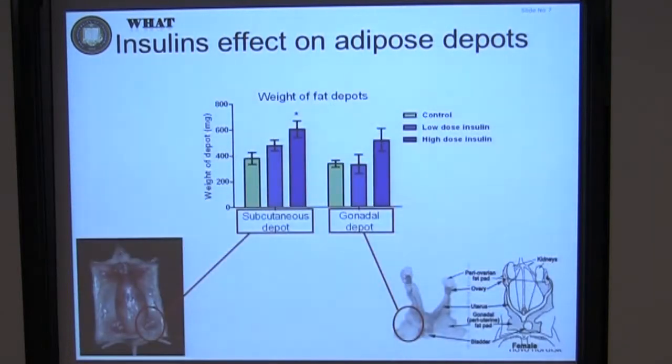So we looked into the adipose depots. And here I dissected out the subcutaneous depot, which is situated right here, right underneath the skin, and also the gonadal depot. These were female mice, and it's here right next to the ovaries. And I found that there was a significant increase in weight after 1 week of treatment in the subcutaneous depot as compared to the controls. I saw the same picture in the gonadal depot, but it was non-significant due to the variation.